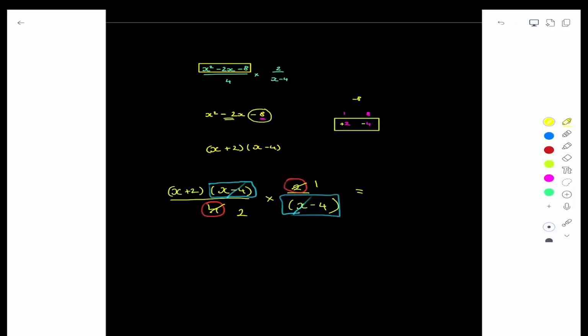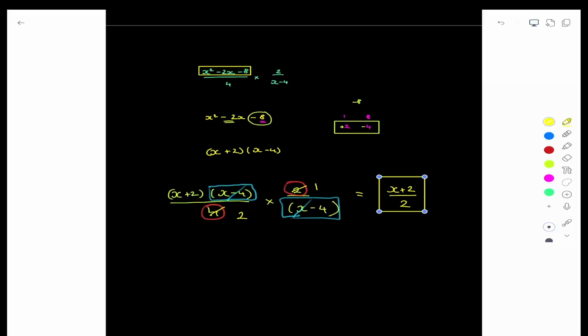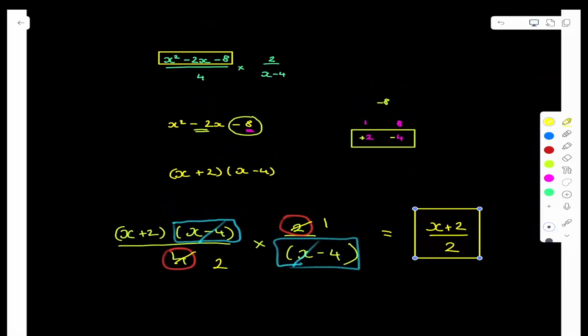And then you just do numerator times numerator. So x plus 2 times 1, which is just x plus 2. And on the denominator, you just have 2 multiplied by 1, which is 2. And so that is our answer when we simplify this fraction.